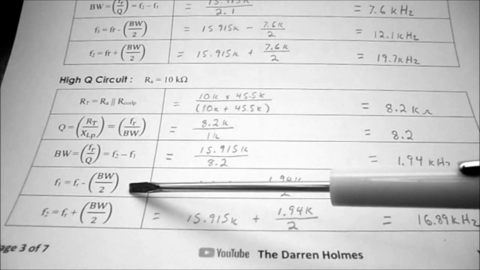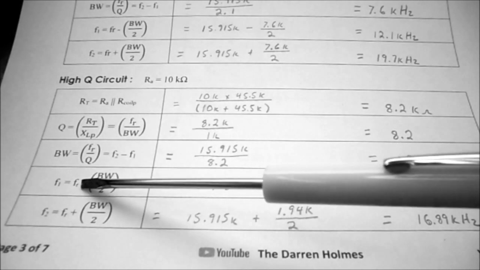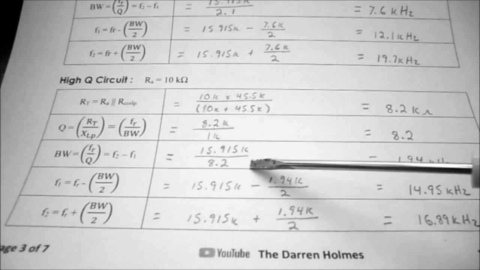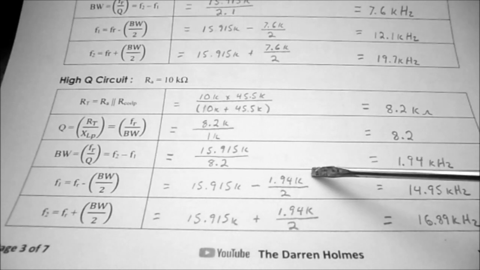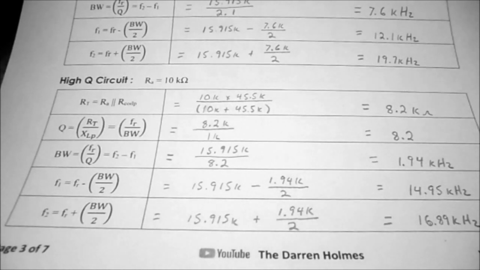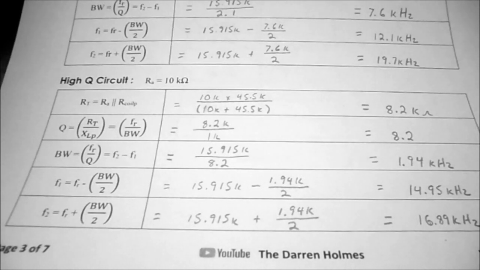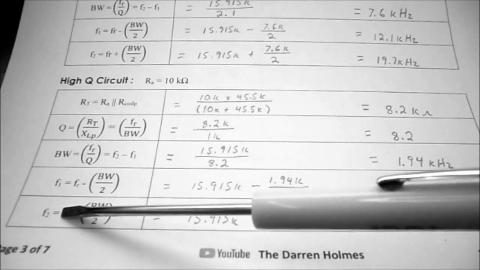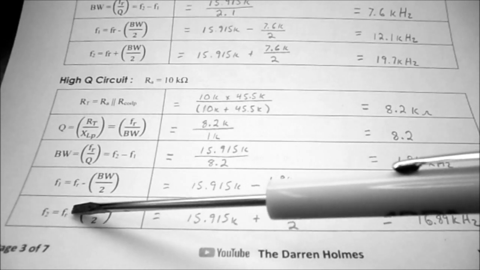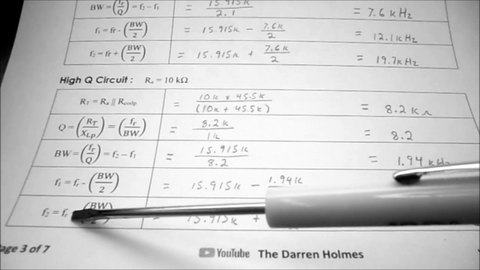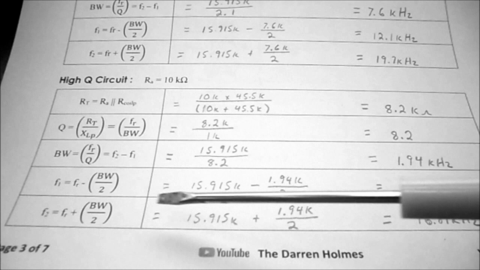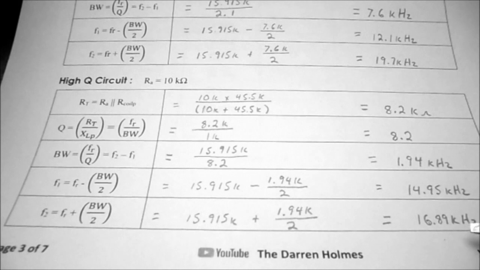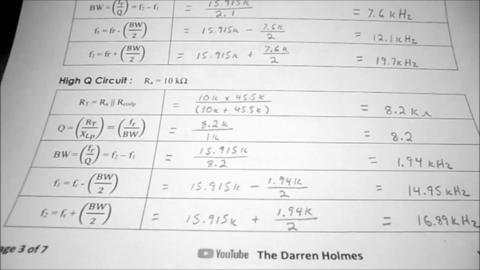Our first corner frequency, F1, is the frequency at resonance minus the bandwidth divided by 2. So that's equal to 15.9K minus 1.9K divided by 2, and that's equal to 14.95K. Our upper corner frequency, or F2, is equal to the resonant frequency plus the bandwidth divided by 2, which is 15.9K plus 1.9K divided by 2, which works out to 16.89K.